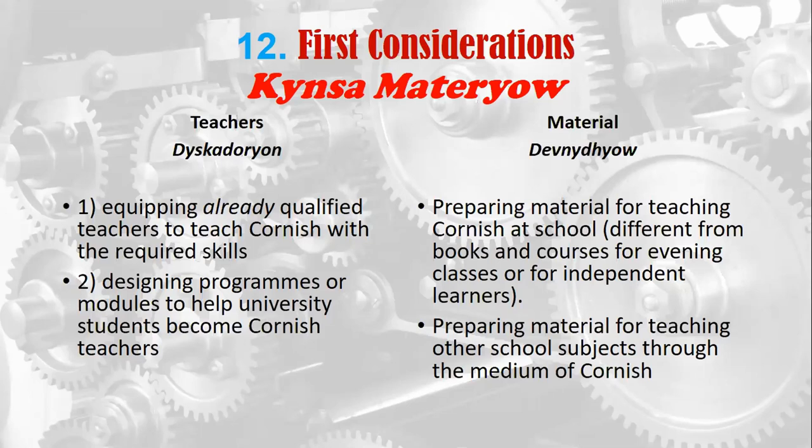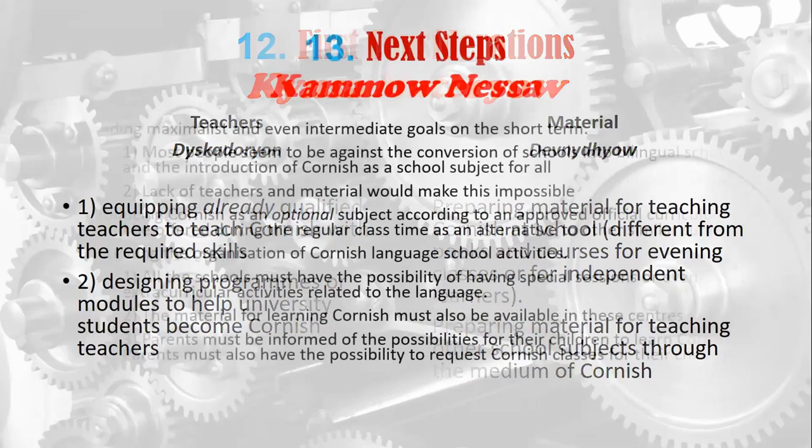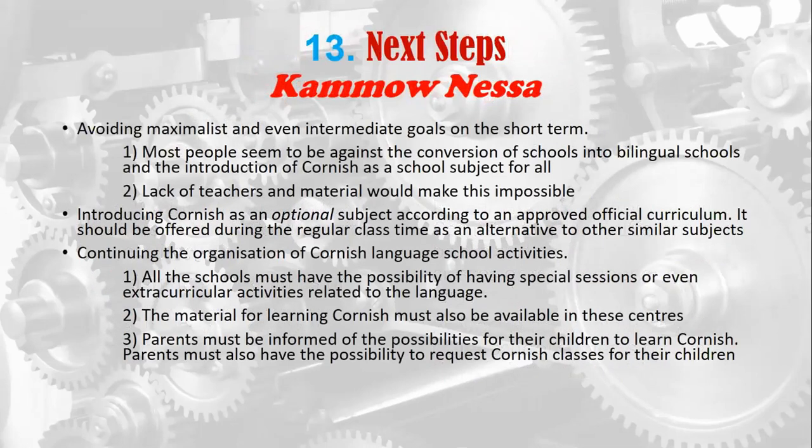In this regard, it could be advisable to proceed according to some recommendations like the ones we see in this slide. The first one, avoiding maximalist or even intermediate goals on the short term. Since most of the participants in my research, including many Cornish speakers, do not see the introduction of a compulsory Cornish language school subject as convenient, or the creation of bilingual schools, we must be very careful. However, we have seen that even if the majority were favorable to this measure, there could be several basic deficiencies, such as the aforementioned lack of teachers and material, which would make this impossible.